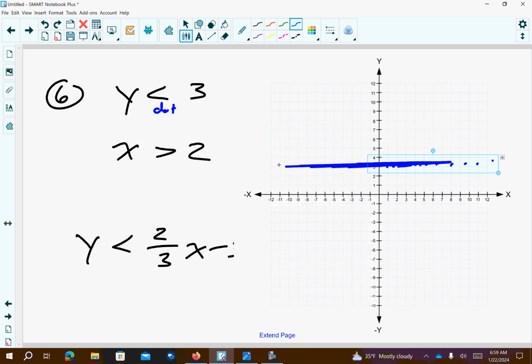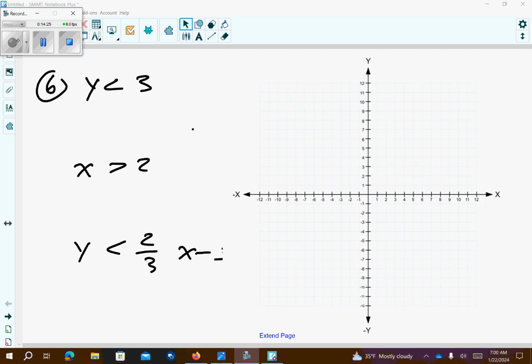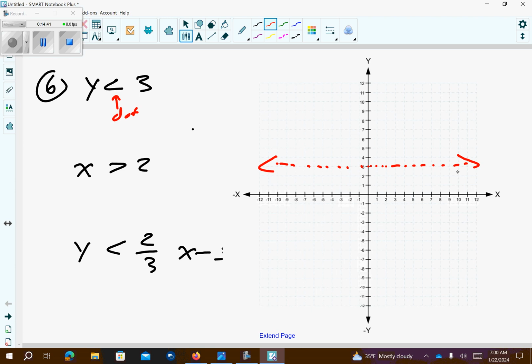Ooh, my thing is starting to goof up. Okay, let me pause this for a minute. Let's start this problem over. My screen started getting goofy. All right, so this is going to be a dotted line in the y direction of 3, so we'll go up 1, 2, 3, so it's a dotted line right here. There's our dotted line.